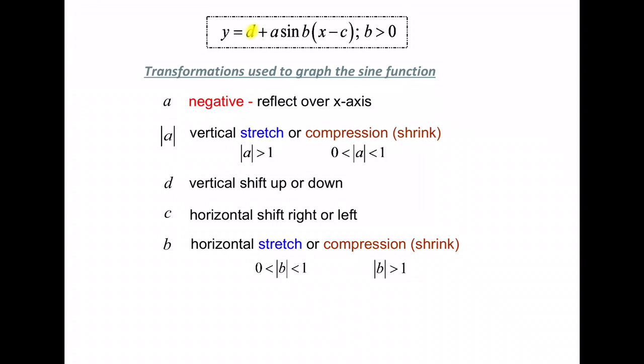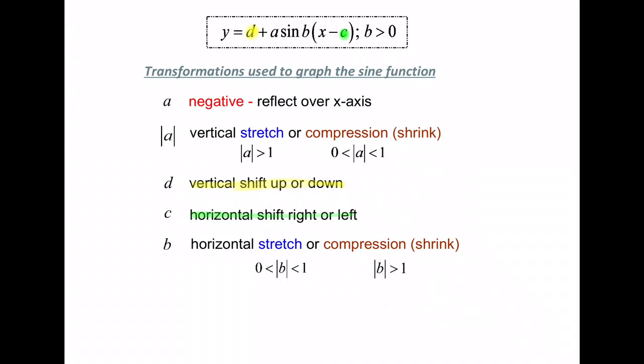The D value, this will be added to the function. So if it's added to the function, the y value is changing. So that will be a vertical shift up or down, depending on whether D is positive or negative. We also have the C value, which represents the horizontal shift because that's changing your x value. You're adding and subtracting that to your x value. So that's a horizontal shift left and right.